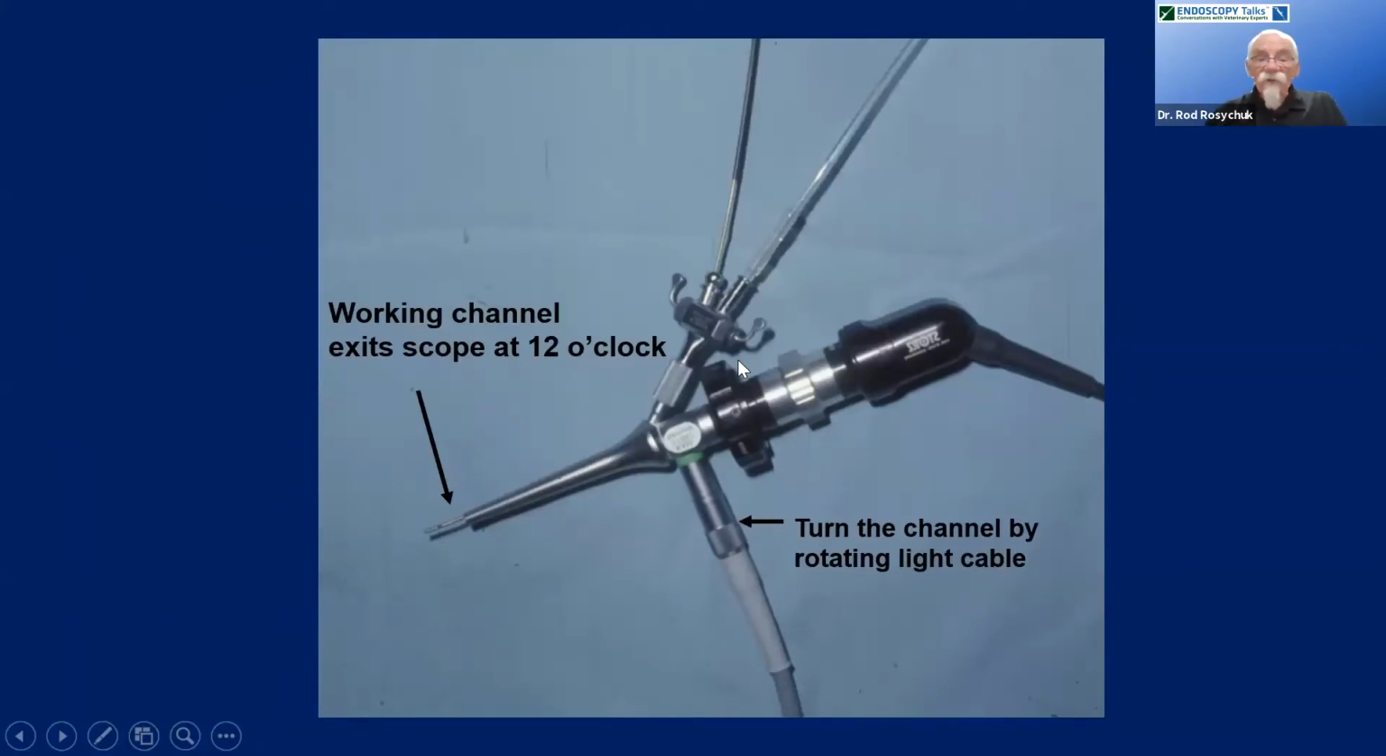We also recognize that you can change the orientation of that exit point so that you can move your grasping forceps or your flushing catheter to different areas just by changing where that opening is. You can do that with the Storz units because you can spin the scope on the camera just by turning the channel. So you can change the orientation of your 12 o'clock to move your instrumentation around in the ear. That's very helpful as well.